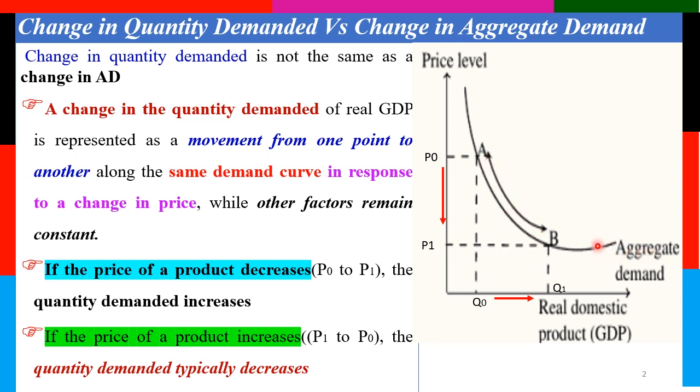Here we have the aggregate demand curve. And as I told you last time, there is an inverse relationship between price and the quantity demanded. It means that as the price of the product goes down, the quantity demanded goes up. And if the price goes up, let me say from P1 to P0, then the quantity demanded moves from Q1 to Q0.